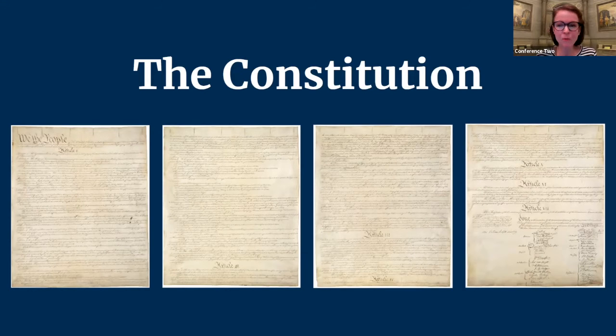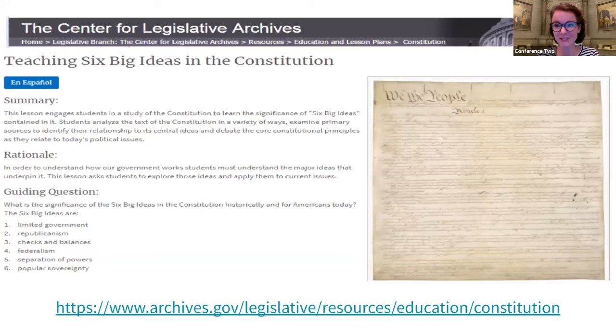So today we are going to highlight resources from the National Archives that you can use to help make this document accessible and approachable with your students, and help them unlock the big ideas that we can find in these 4 pages that set up our system of government. These resources encourage ways for students to work together, talk to each other, and then share what they found with you. So I'm going to turn it over to Charlie now to introduce our first resource.